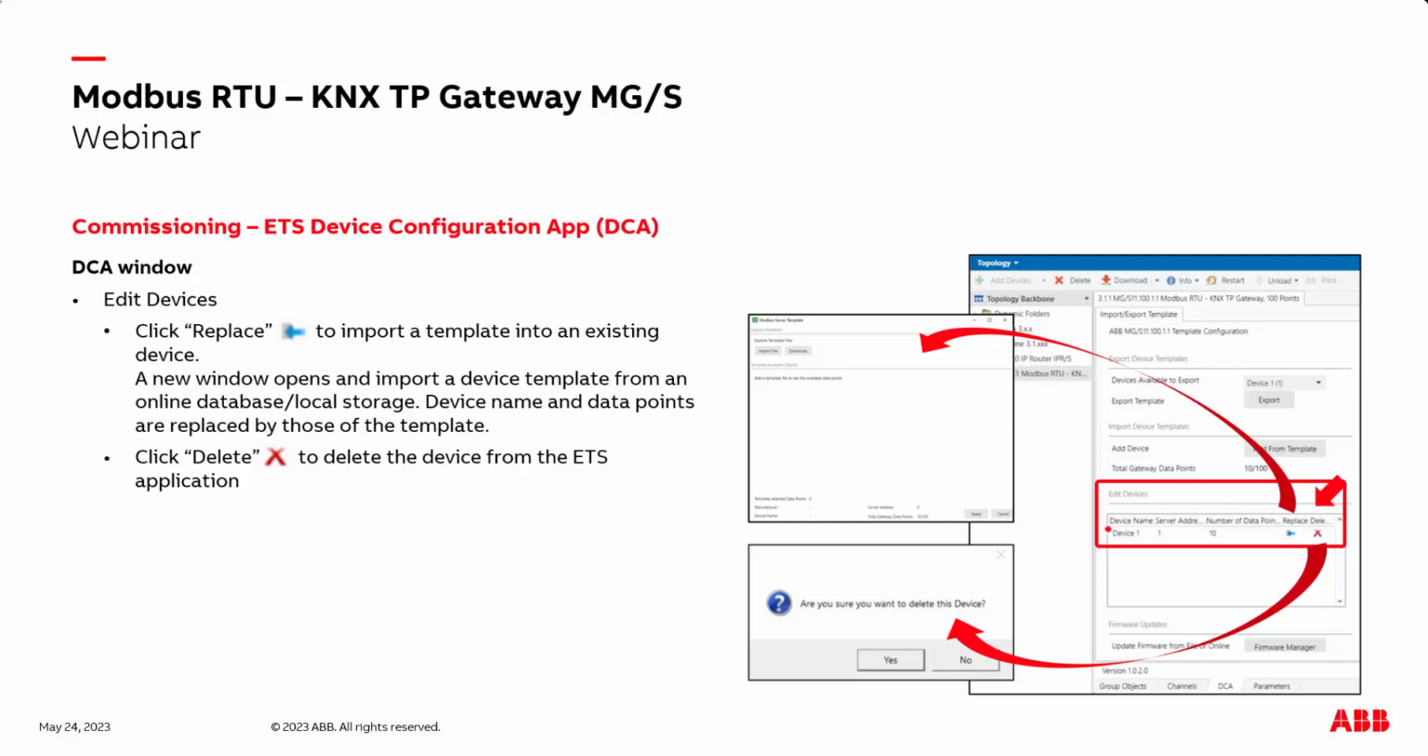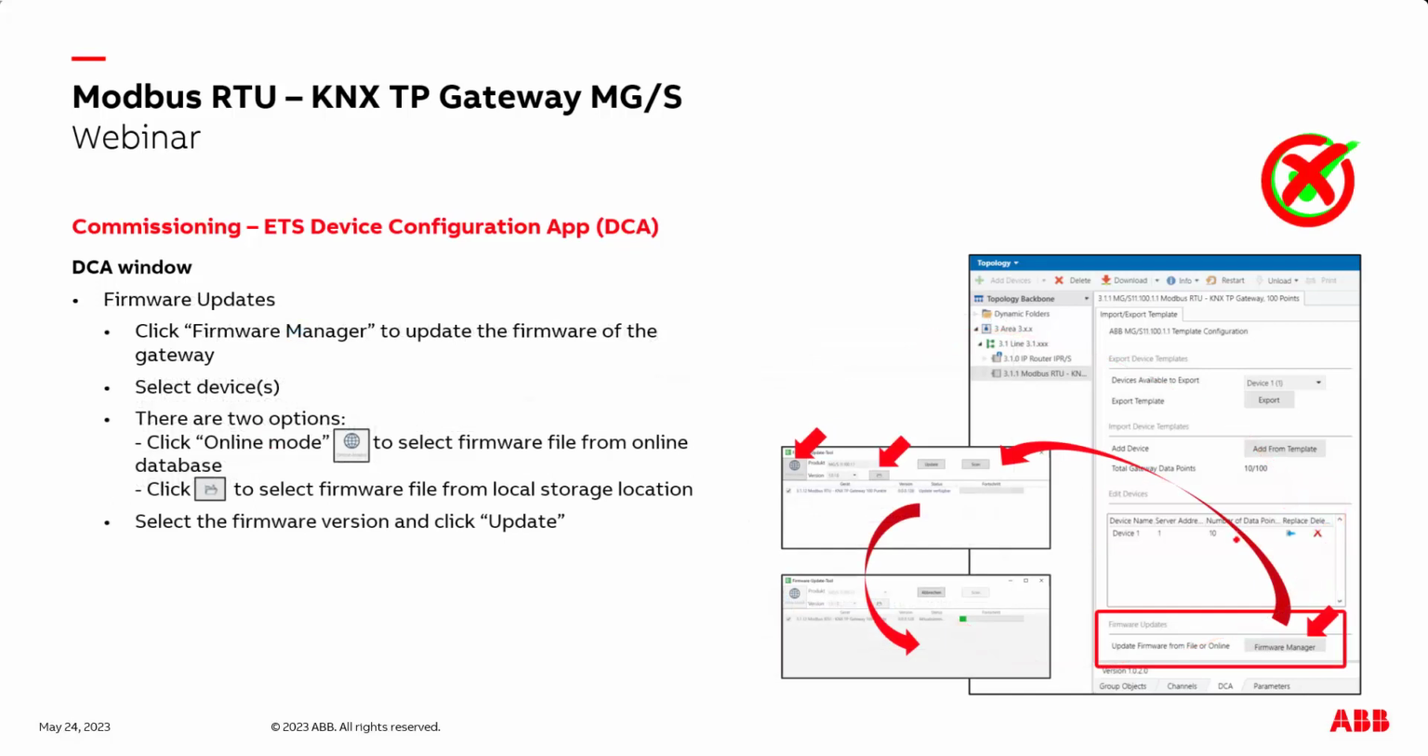The next possibility is to add a device, or for example to replace a device. You select a device and say, I want to replace it. When you click on the blue button, or on the red X, you can delete a device.